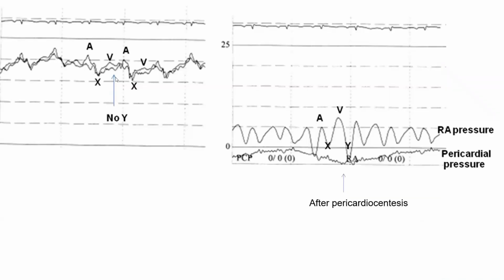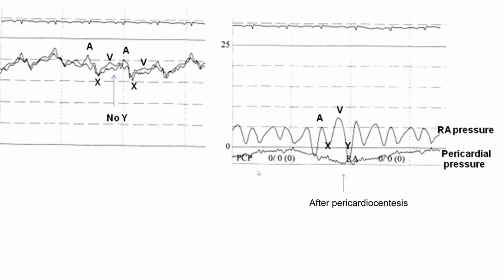And this is another illustration from another case. AXV, flattened Y. And after pericardiocentesis, two things happen. The pericardial pressure drops, and it should drop to normal. The normal being 0 with a drop to negative during inspiration, as is the case here. And the RA pressure drops to normal, and the RA pressure regains its Y descent.